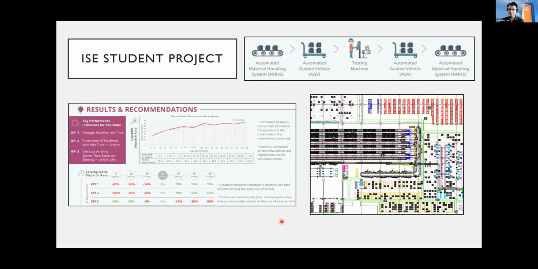Now let me quickly illustrate, just like all the other workshops that we've done, a simple project that our students have done before for the industry, to show what can be done with simulation. This group of students were attached to a manufacturing plant, a relatively big manufacturing facility. In particular, they were looking at a process with a testing station.